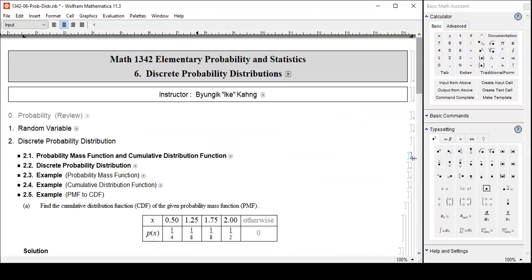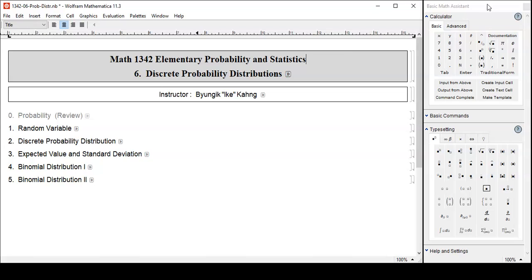In the next video, we're going to discuss going backward from CDF to PMF.